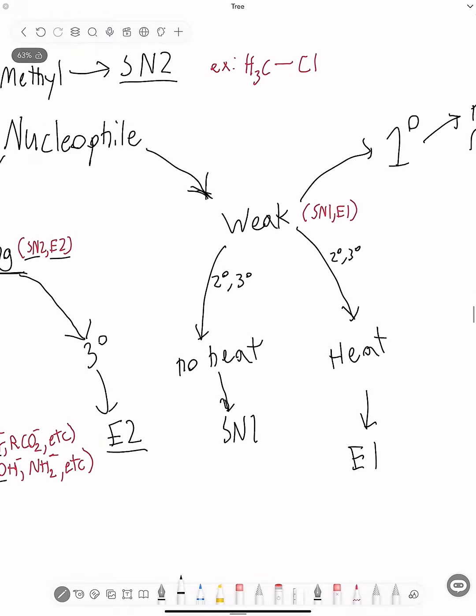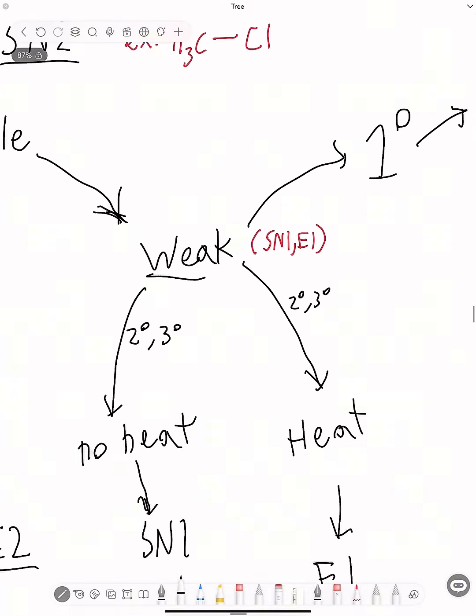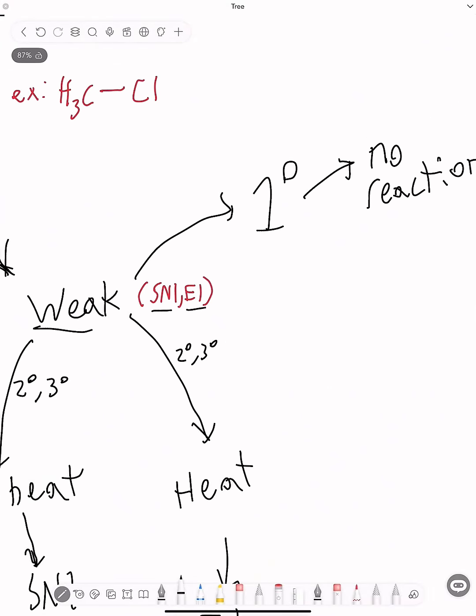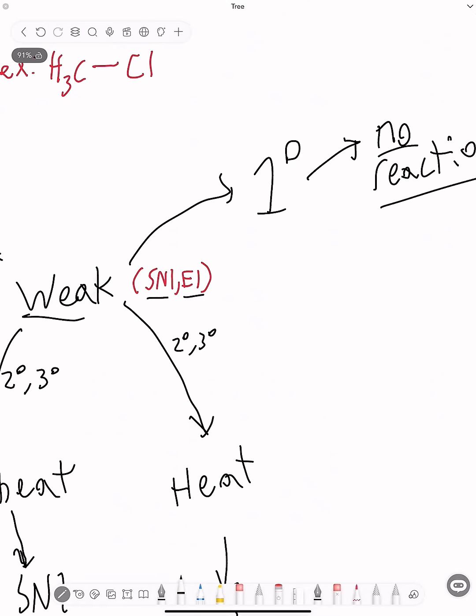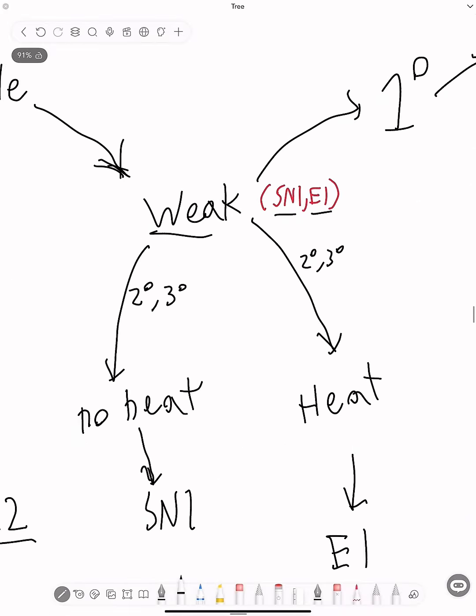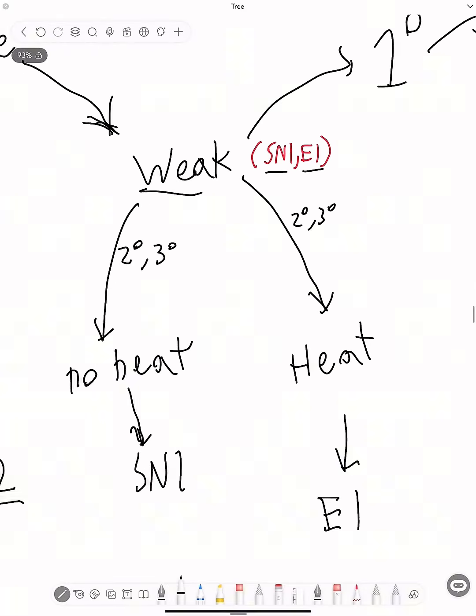Now, if you determine the nucleophile is weak, it can either be SN1 or E1, where if the substrate is primary, there will be no reaction, because as we know, SN1 and E1 reactions are two-step, so they have to form that carbocation, and if the substrate is primary, that carbocation would just be too unstable to form a reaction. But if the substrate is secondary or tertiary, it can either be SN1 or E1.